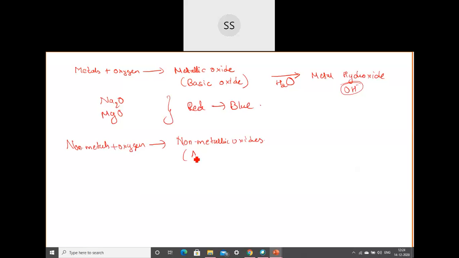Okay, and then non-metals, when they combine with oxygen, form non-metallic oxides, and these non-metallic oxides are acidic in nature. Okay, these are also called acidic oxides. You can find this out by putting them into water. When they are dissolved in water, they are able to form acids. So they give rise to acids in the solution.